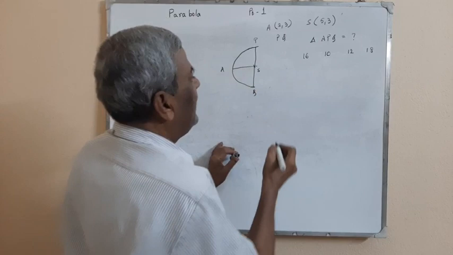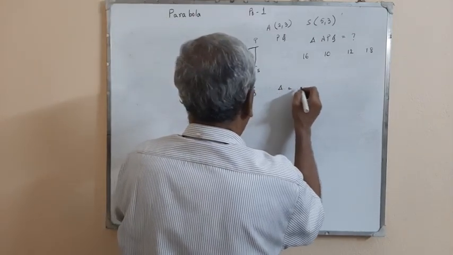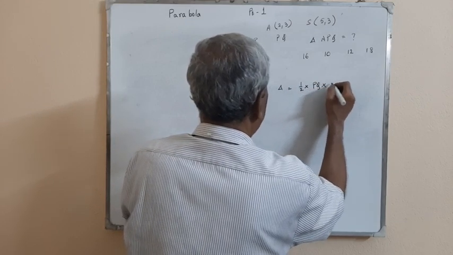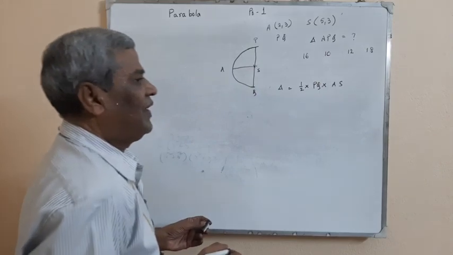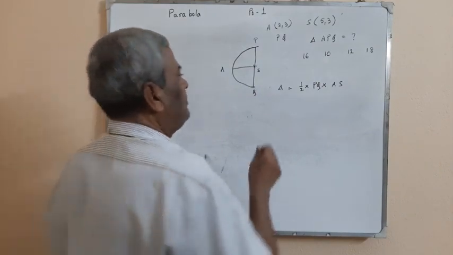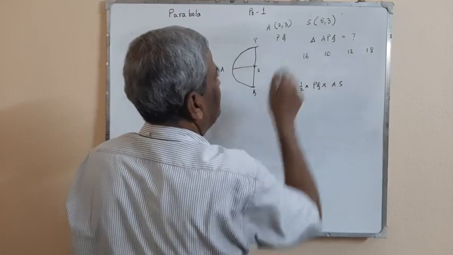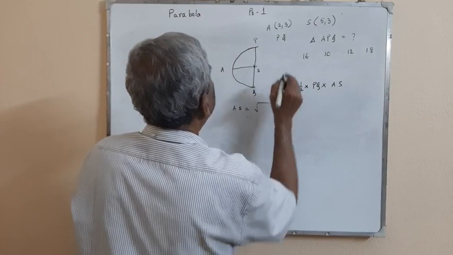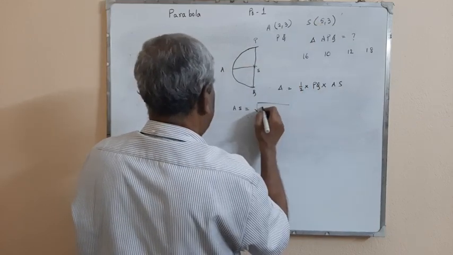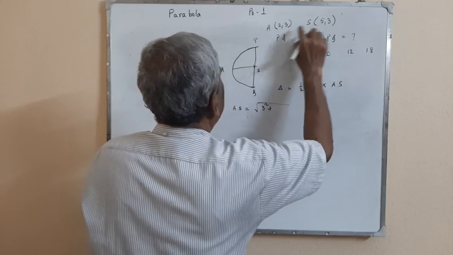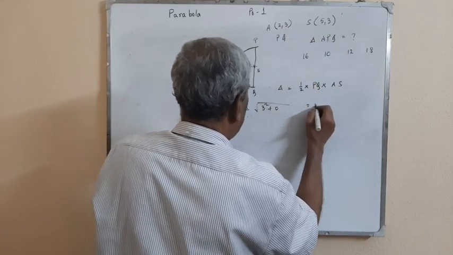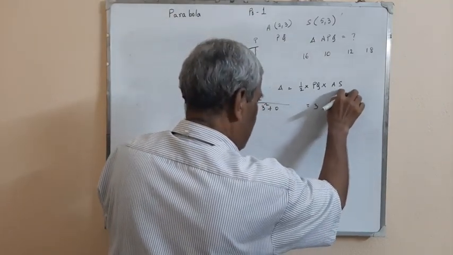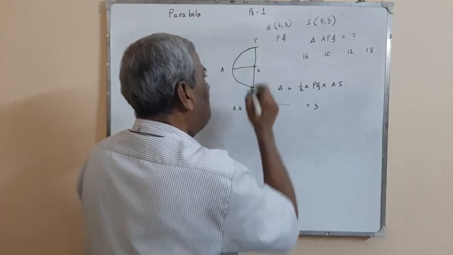So from figure, it is clear that area of the triangle is equal to half into PQ base into altitude AS. AS can be obtained very easily because A is given, S is given. So AS is equal to root over of (5 minus 2) whole square plus (3 minus 3) whole square, that is 0. So it is equal to 3. So AS is equal to known 3.